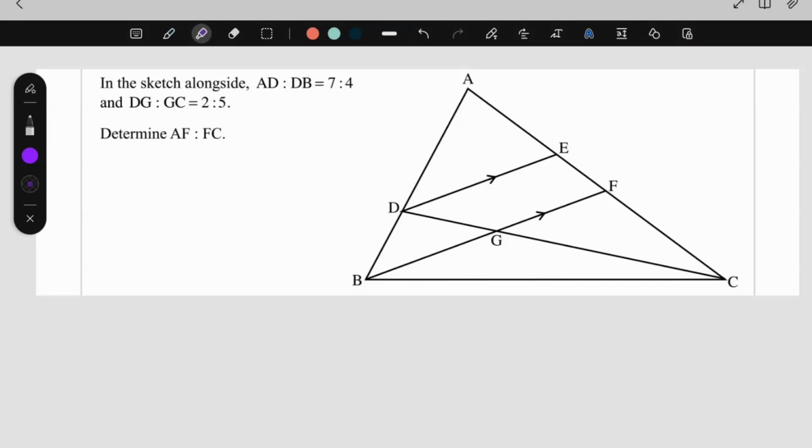Let's start with our example, which is AD is to DB, 7 is to 4. Because that's a ratio, I'm going to add a letter. I'm going to use K, and I'm going to use K there.